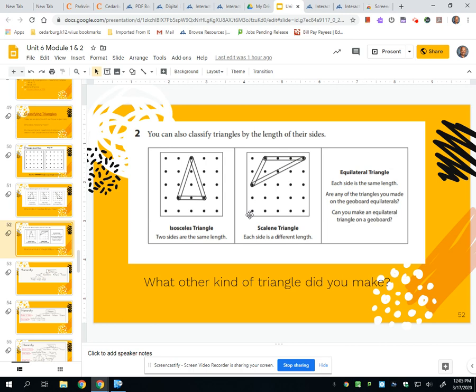Go ahead and label your triangles from page 223 by the lengths of your sides. Go ahead and pause the video if you need to.